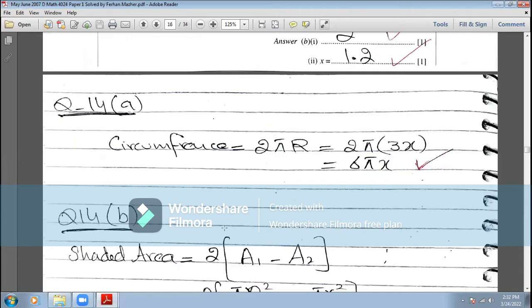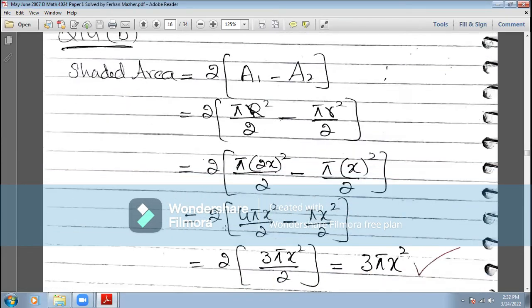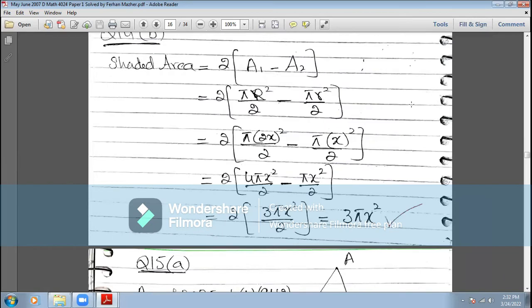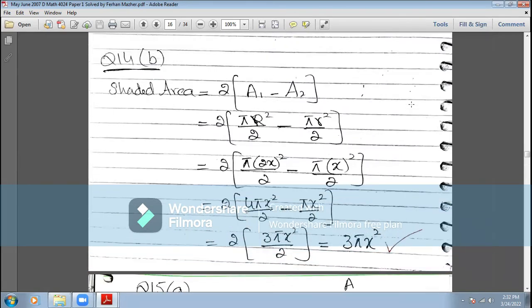So let me show you. I have done this. So on your screen, this is showing up. I hope you can see that. Question number 14, B part. He says the shaded area will be 2 bracket A1 minus A2 bracket close. A1 means the area of that medium semicircle, and A2 means the area of that small semicircle. So 2 bracket pi r squared divided by 2 minus pi r squared divided by 2. So 2 bracket and pi, and the radius of that medium semicircle is 2x, and the radius of the small semicircle is x only.